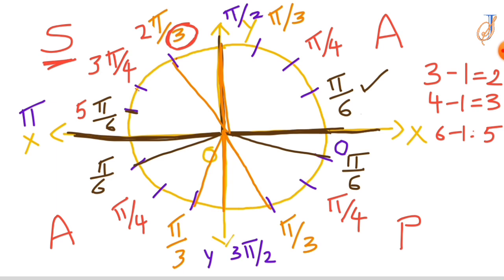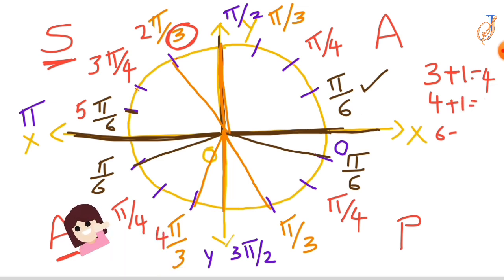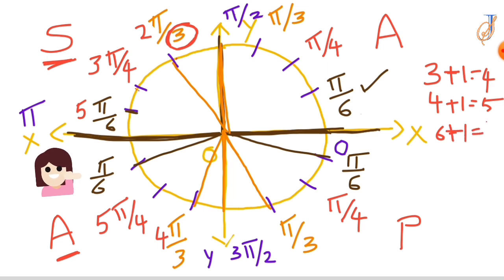So now go for the third quadrant. Here A stands for add. Here we have to add 1 to the denominator. So just add 1 here. 3 plus 1, which is 4. So you have to write 4 pi by 3. And then for the 4, you just add 1, you get 5. For this angle, you have to write 5 in the numerator. For this 6, you just add plus 1, you get 7. So for this angle, you have to write 7 in the numerator. So third quadrant also done.